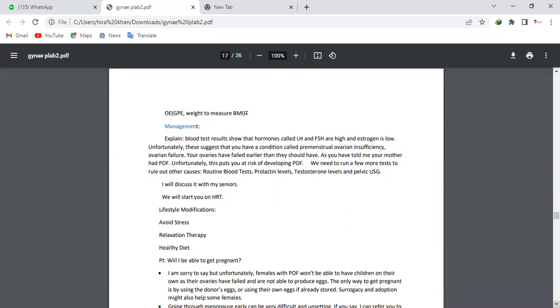She might cry, keep on looking for her body clues. Then we need to run a few more tests to rule out the other causes, like some blood tests to check a few hormonal levels in your body, your routine blood tests, and also your pelvic ultrasound. How does that sound to you? All right, and then say that I will discuss it with my seniors as well. We might need to start you on hormonal medications. And also a very important thing is lifestyle modification.